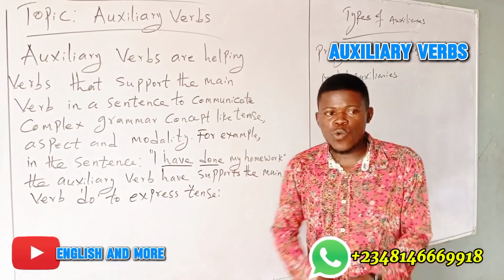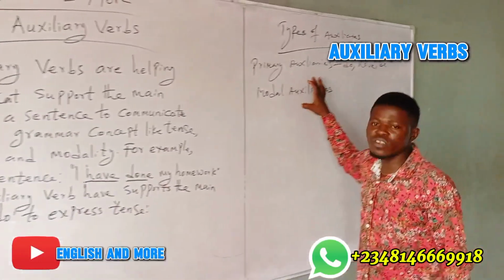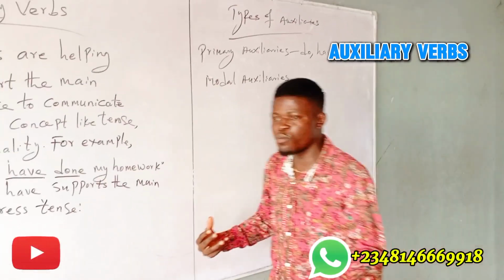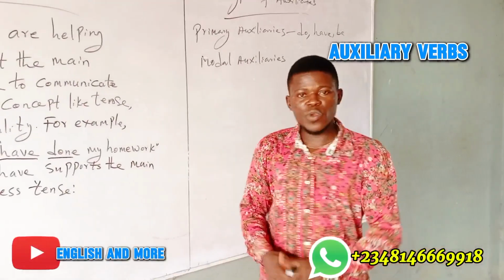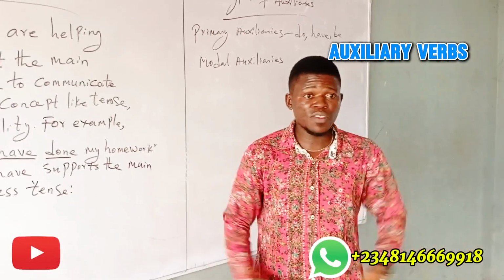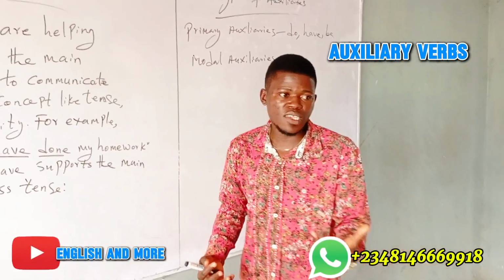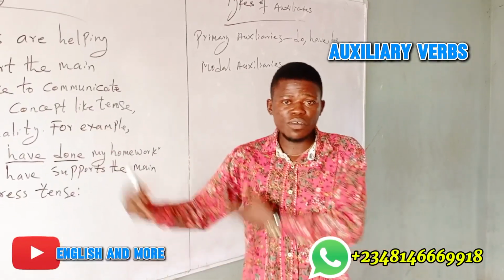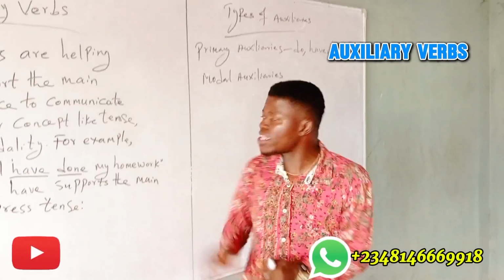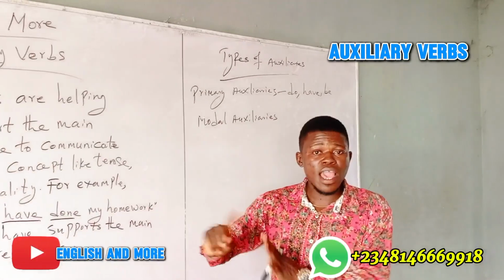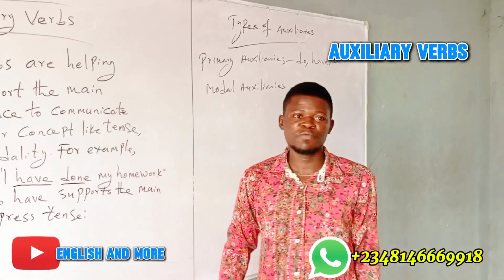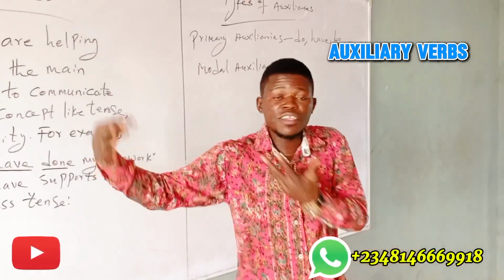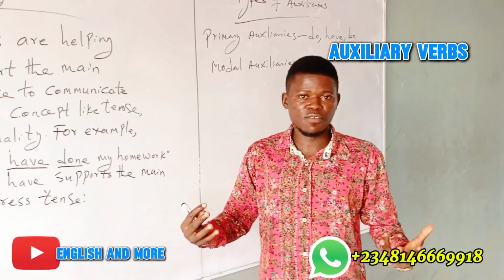They assist. When we go to the modal auxiliaries, you will see more. We have those ones that express necessity. We have the ones that express probability. For instance, I might travel tomorrow. Might is a modal auxiliary, helping the main verb travel to express what we call probability. I might travel is not certain.